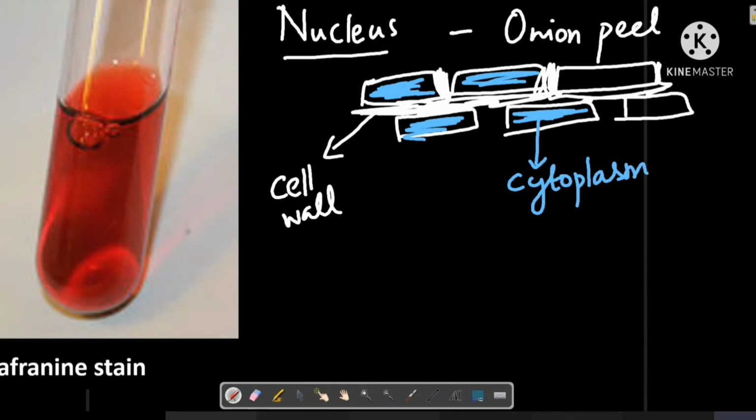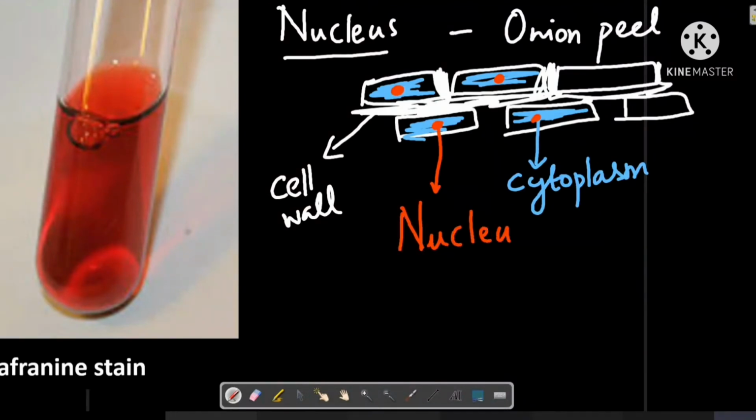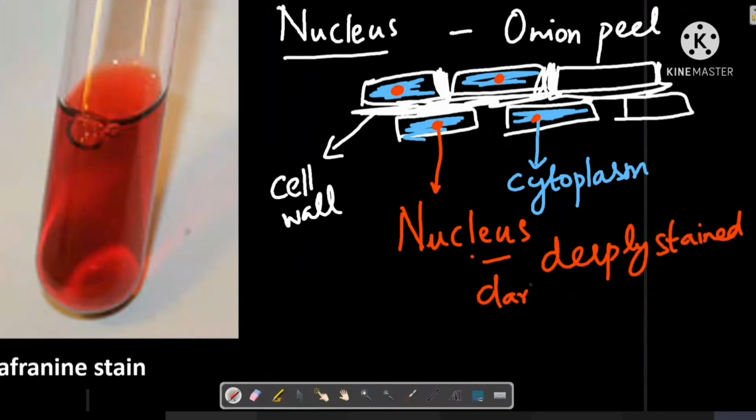And there was a portion which was nicely and deeply stained when you put iodine. What was this? Yes, this was nucleus. So whenever we see the onion peel cells, what is deeply stained? Deeply stained means dark, which looks dark when you are staining it. That is called nucleus. So onion peel cells you saw like this.